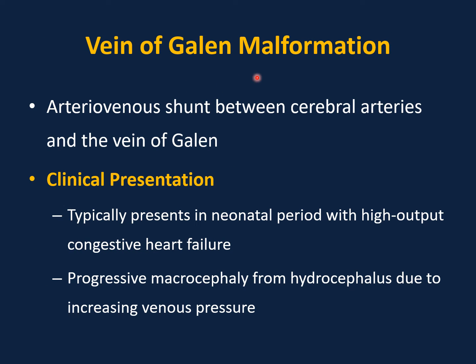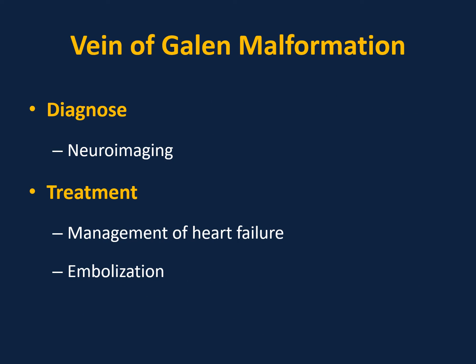Vein of Galen malformation is an arteriovenous shunt between cerebral arteries and the vein of Galen. Clinically, it typically presents in the neonatal period with high output congestive heart failure and progressive macrocephaly from hydrocephalus because of increased venous pressure. Diagnosis is by neuroimaging. Treatment is management of congestive heart failure and embolization to close the shunt.